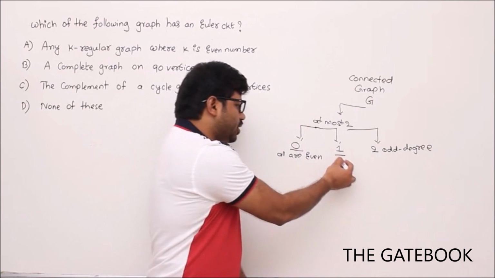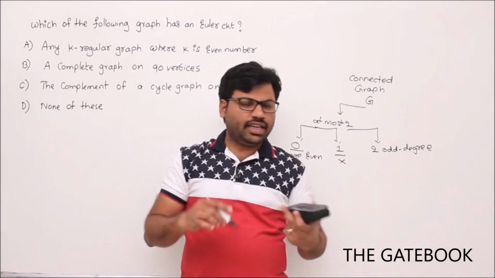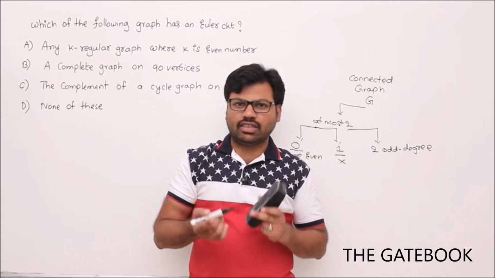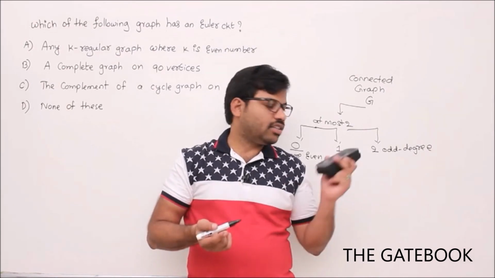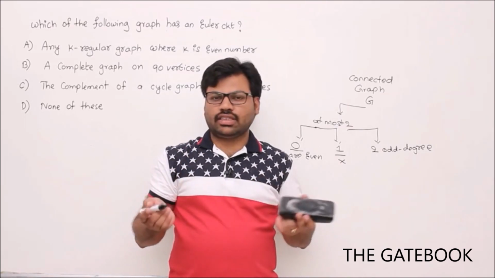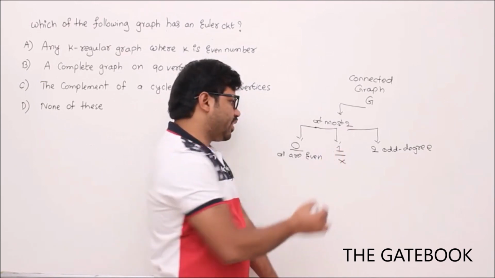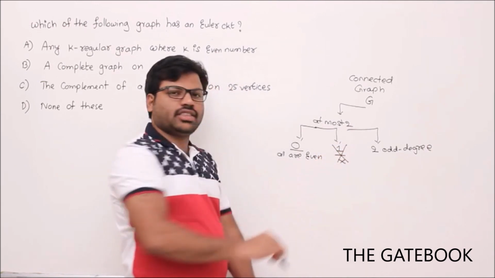So this case is impossible. The number of odd degree vertices cannot be 1. Why? In any graph, when I taught the sum of the degrees theorem, I taught this one: in a graph, the number of odd degree vertices is always even. So that's why you can't have one odd degree vertex. Let's cancel it. Then only 2 cases.